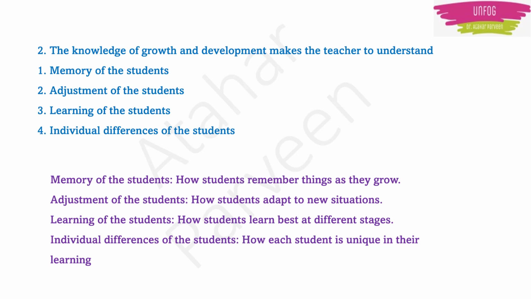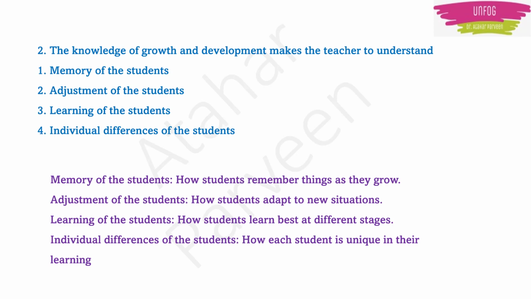See, memory of students means how students remember things as they grow, right? Then adjustment of students means how a student is adapting to a new situation. That is known as adjustment. Then learning means how a student learns best at different stages. Correct? Then individual differences of the students means how each student is unique in learning. Correct?